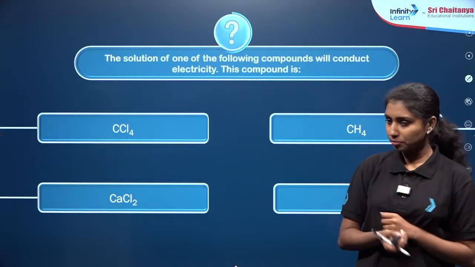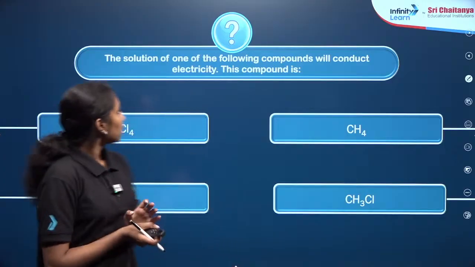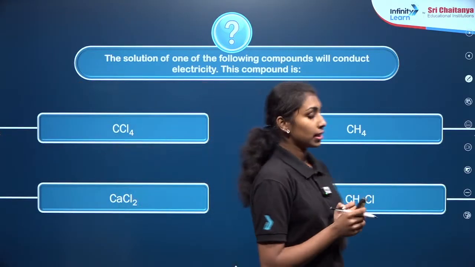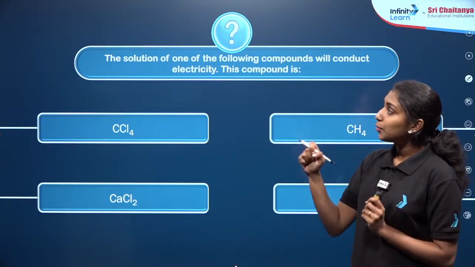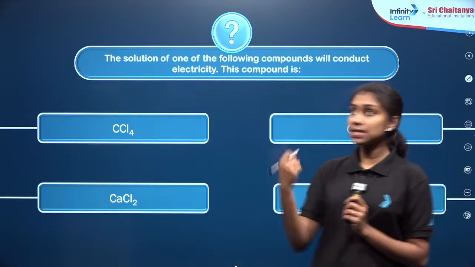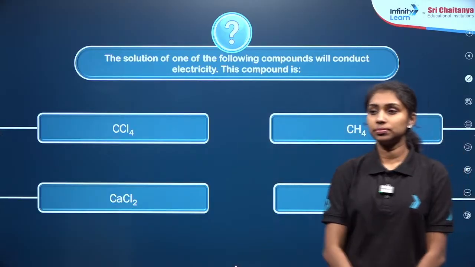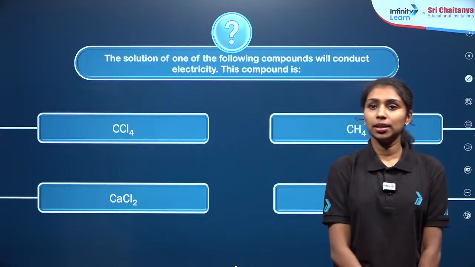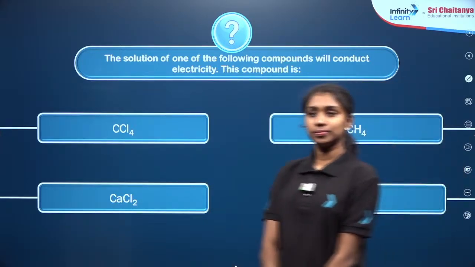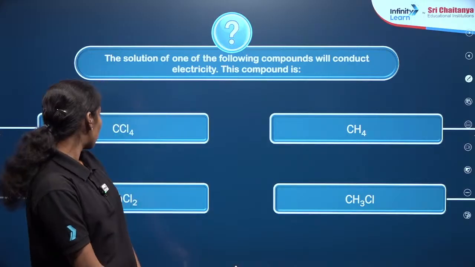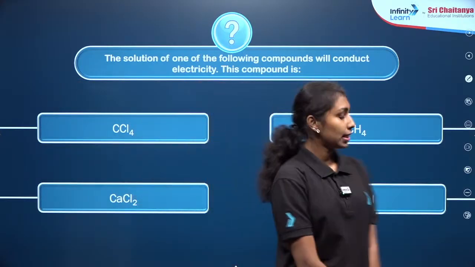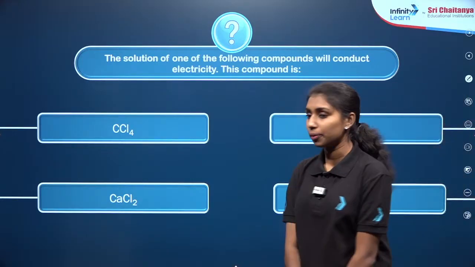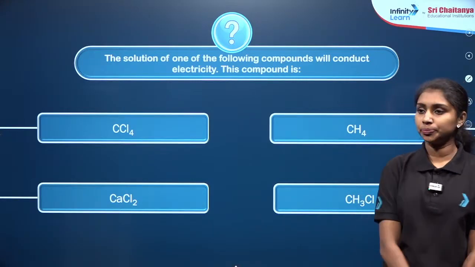Here is the next question. The solution of one of the following compounds will conduct electricity. 4 different options are given here. You need to identify the compound which conducts electricity in the solution state. Please give me the answer first. Options are given here. First one, carbon tetrachloride CCl4, then CH4 methane, CaCl2 calcium chloride, and CH3Cl methyl chloride. What will be the answer?